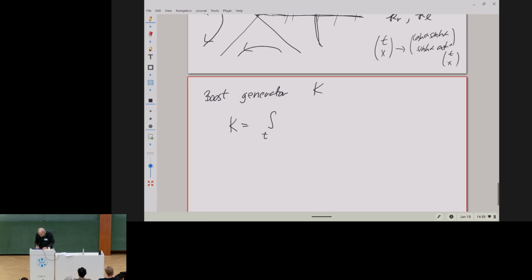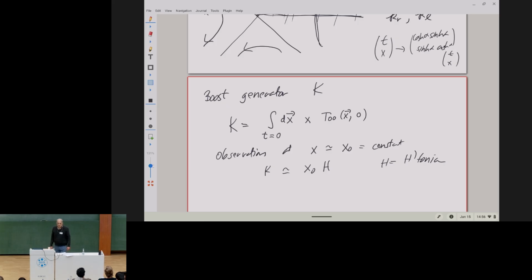can be written as an integral in Lorentz signature, an integral over time 0, an integral over all the spatial coordinates of x times T_00 of x, spatial coordinates at time 0. That's a standard formula for the Lorentz boost generator as an integral at time 0. And you see locally it looks like the Hamiltonian, but it looks like the Hamiltonian times x. So for observations at x near a constant, x0 equals constant, K is approximately x0 times the Hamiltonian. So if x0 is positive, K is a positive multiple of the Hamiltonian. If it's negative, you have a negative multiple.